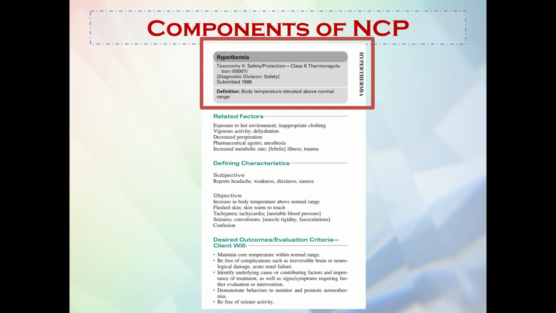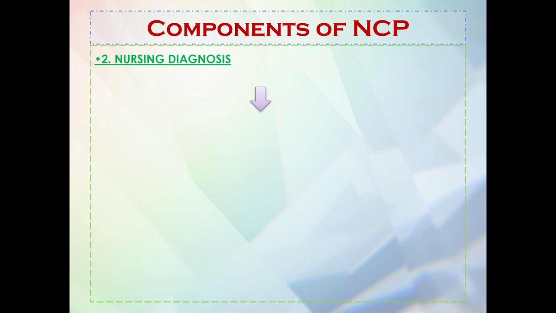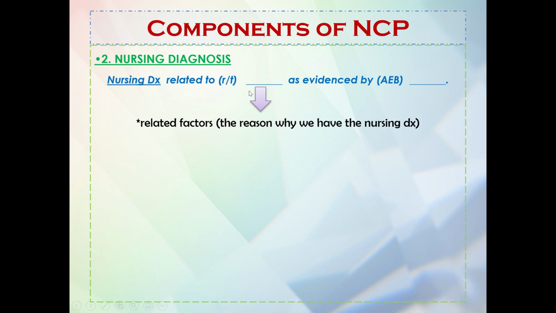Again, nursing diagnosis is different from a medical diagnosis. So that is the nursing diagnosis. After that, we have the related to blank. So what is our related to blank? Or R/T, related to. These are the related factors, the reason why we have the nursing diagnosis. So what is the reason why we have this nursing diagnosis? That is our related to. These are the related factors.